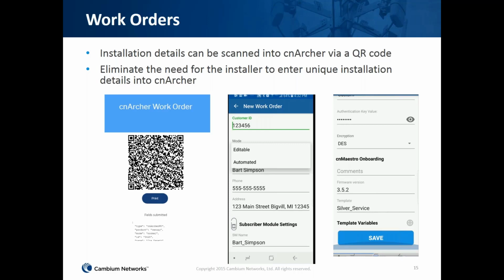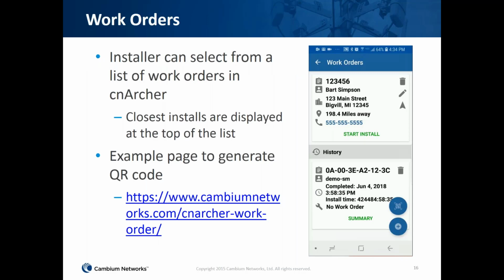For demonstration purposes, we've created a web page called the cnArcher work order page. You can fill out this information and click submit, and it will generate both the QR code as well as the JSON content below. If you print this out or hand it to your installer, then they can scan this information in and they can store their work orders in cnArcher.